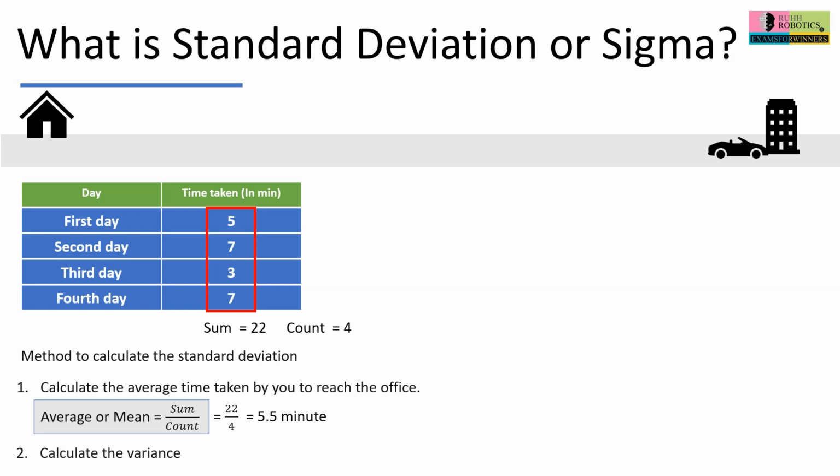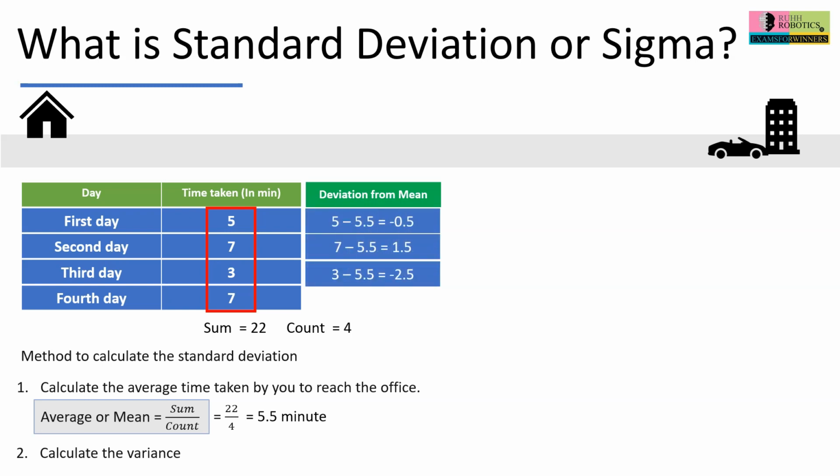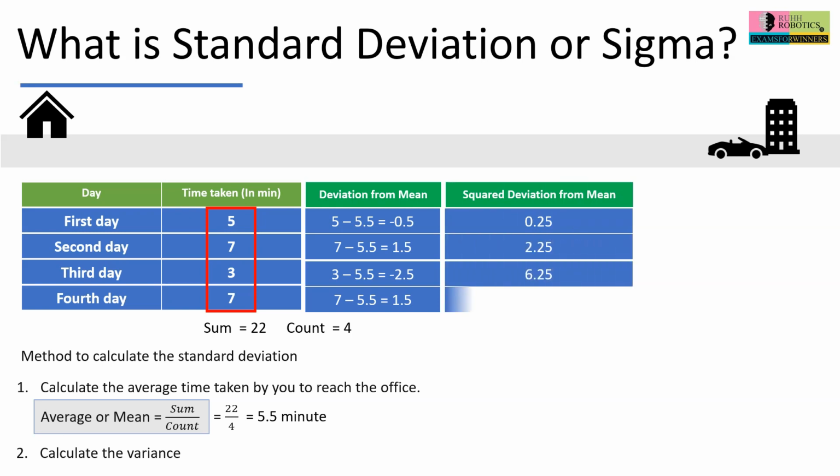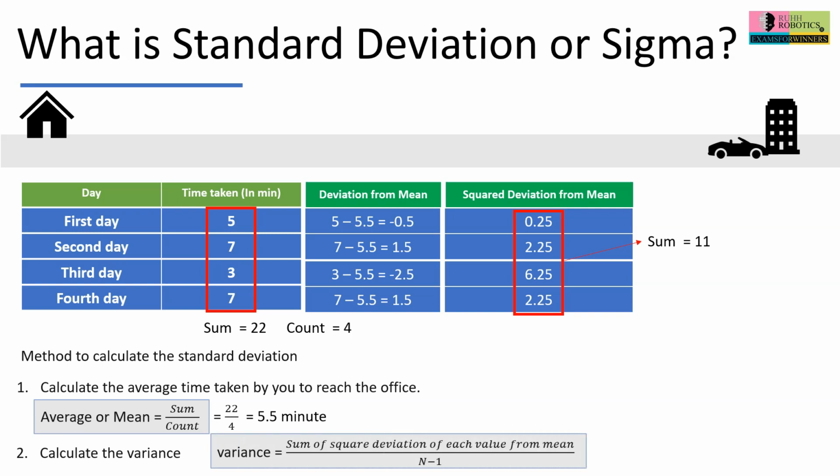Now, let's calculate the variance. The variance is determined by subtracting the mean value from each data point, resulting in minus 0.5, 1.5, minus 2.5, and 1.5. Each of those values is then squared, resulting in 0.25, 2.25, 6.25, and 2.25. The square values are then added together, giving a total of 11, which is then divided by the value of n-1, which is 3, resulting in a variance of approximately 3.67.